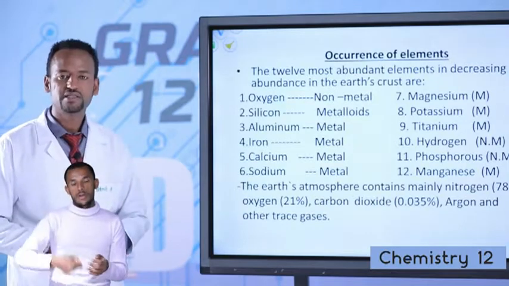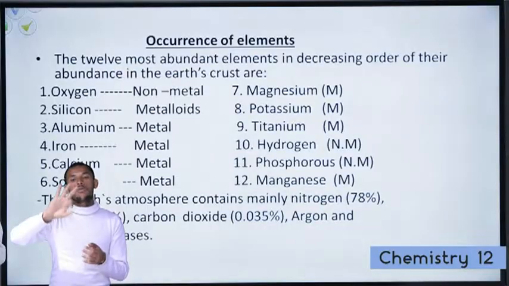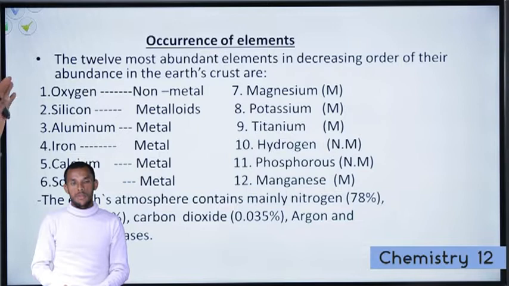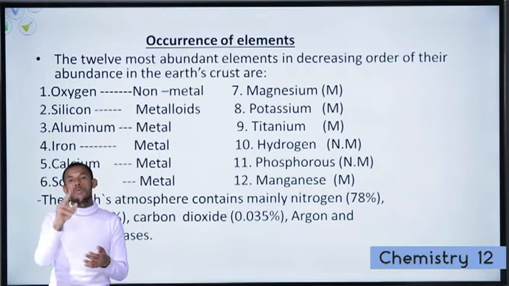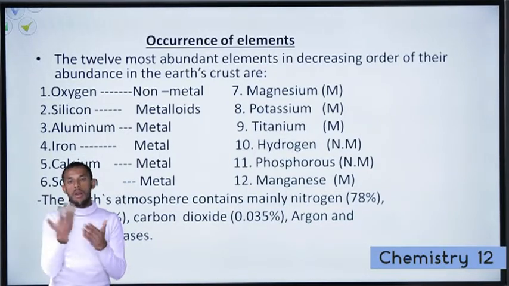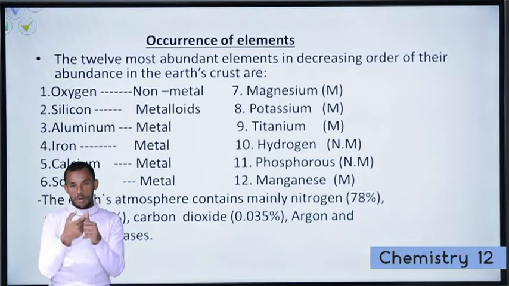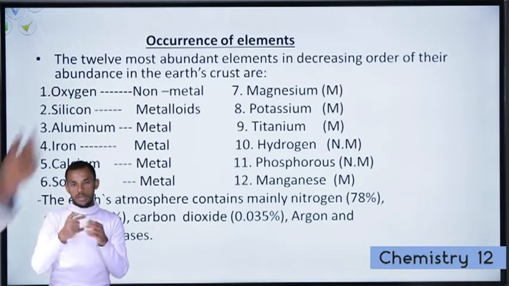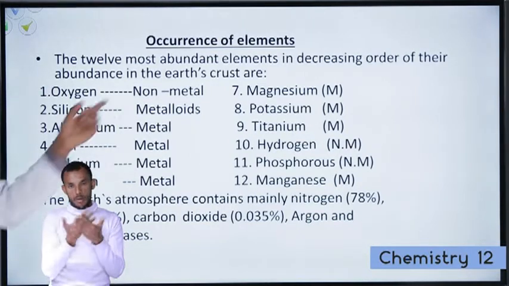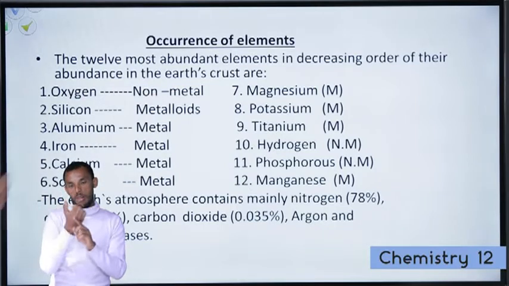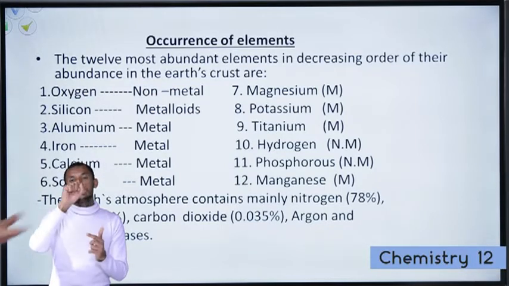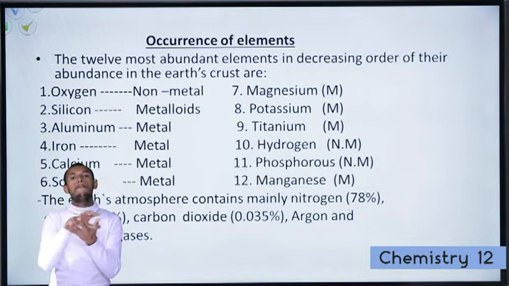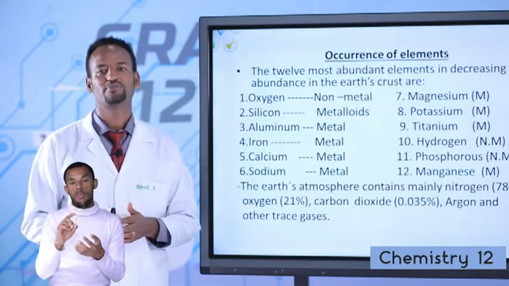The other point is the occurrence of elements. The 12 most abundant elements in decreasing order of their abundance are, the first one is oxygen. In the Earth's crust, the most abundant element is oxygen. You know oxygen is non-metal. The second one is silicon. You know silicon is metalloid. The third one is aluminium.